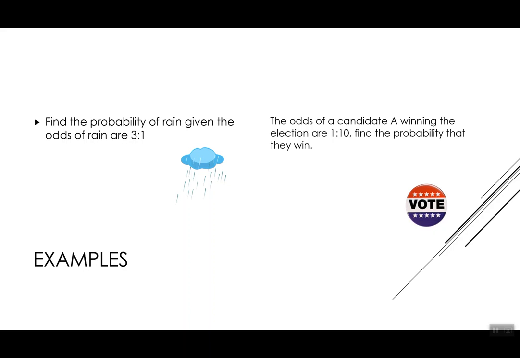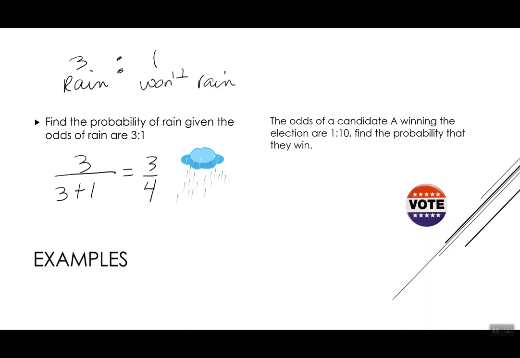Let's try this. Find the probability of rain given the odds of rain are 3 to 1. So what does this say? This says for every 3 ways that it will rain, there's going to be 1 way that it won't rain. So for our probability, I put 3, and then on the denominator, I do 3 plus 1, which is 3 out of 4. Now, 3 out of 4 makes sense to us. This is 75%. So if somebody tells you there's a 75% chance of rain, you know it's really likely, and I think sometimes you understand probability better than you understand odds.